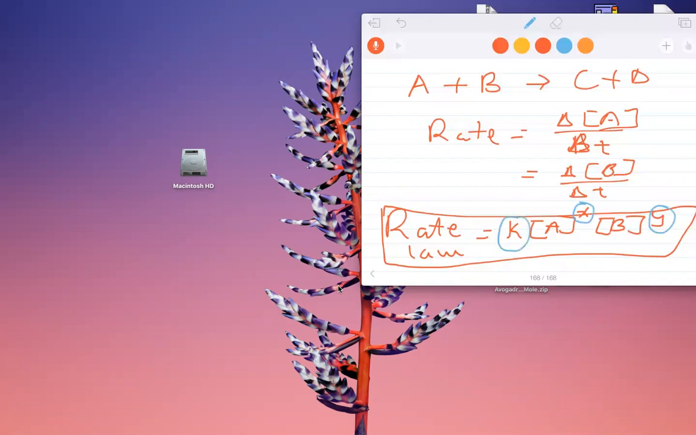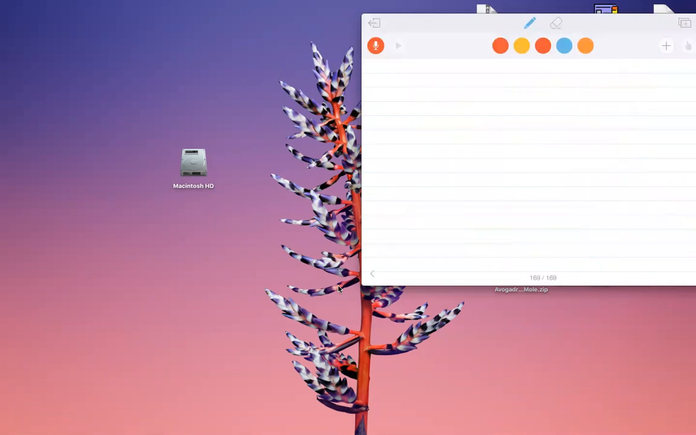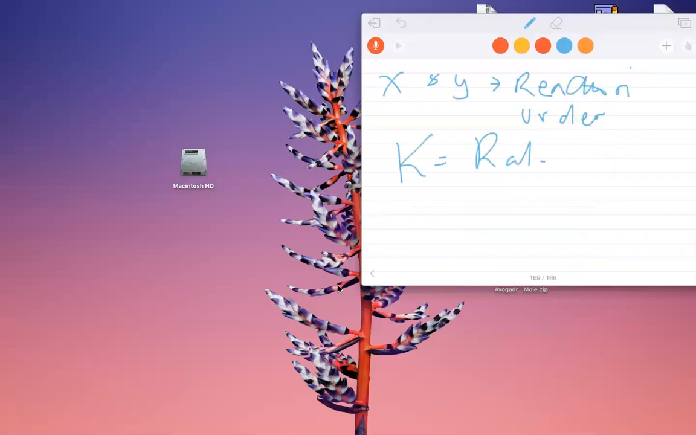You know what we call this: x and y we call the reaction orders in the rate law. K, we call the rate constant, rate constant.